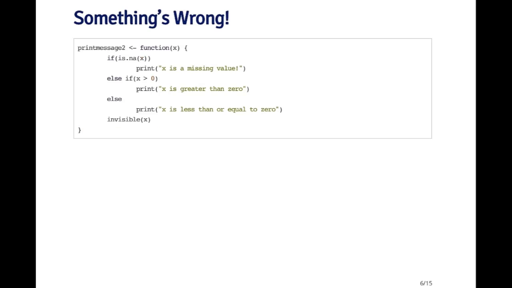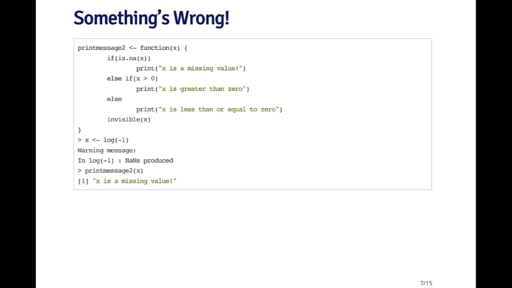Now I'm going to fix this problem, so to speak. I've got a new function, print message 2, and the first thing I'm going to do is check to see if the argument is NA. If it's NA, I'm going to print this message, so it's not going to produce an error. It's just going to print a different message. So this function is going to print one of three messages for now, and then it's going to return its argument invisibly.